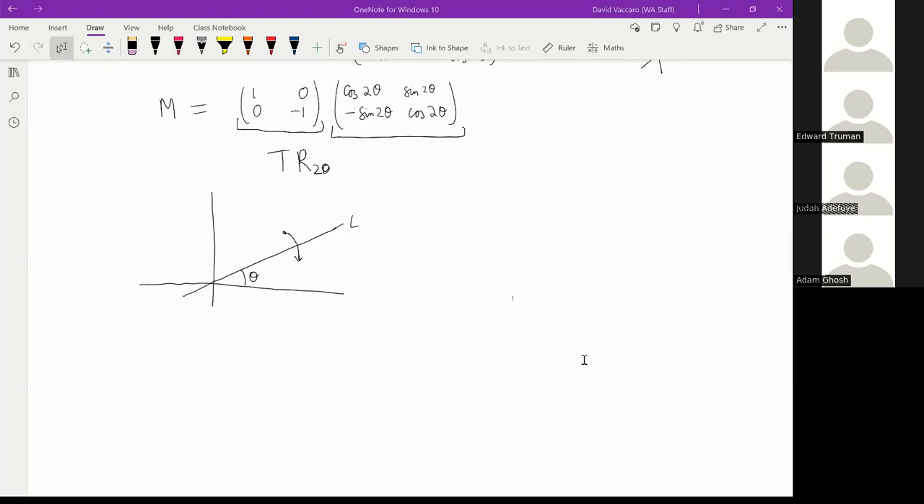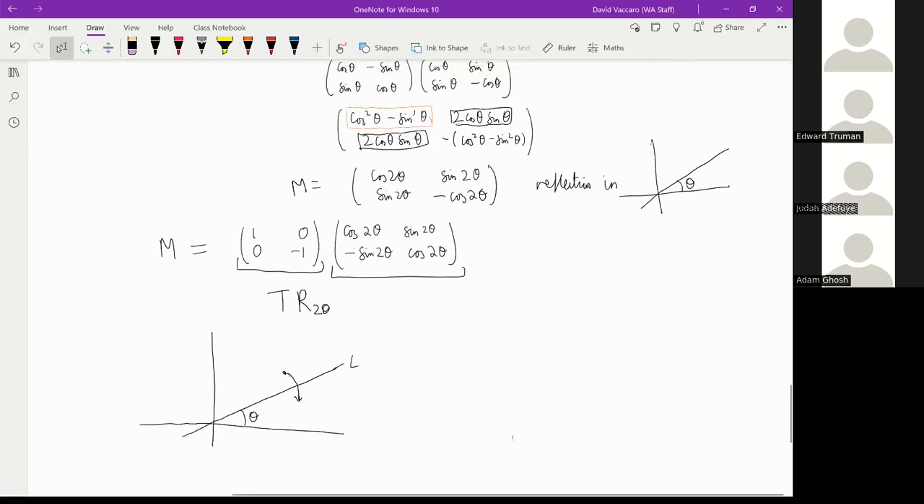Yeah, it's not. So the person in the chat said it's equivalent to a rotation by 2 theta. This matrix here, M, is very similar to, but not quite the same as, a rotation by 2 theta, because the minus is in a different place. Okay, so what?